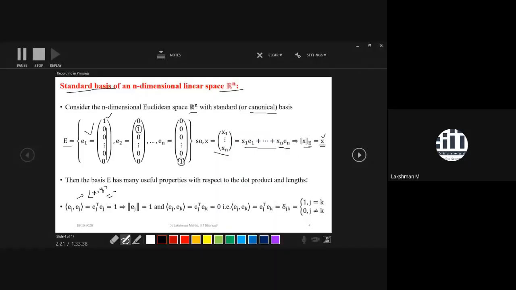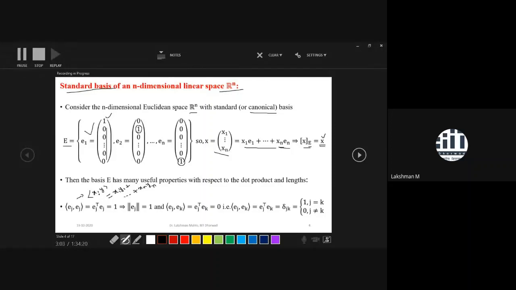What are those properties? First property: if you take the inner product, you might be aware of inner product, it is talking about the dot product. It is component-wise multiplication of coordinates and further summing it up to the last, x1 y1 plus x2 y2 and so on up to xn yn. This one is the obvious kind of inner product.